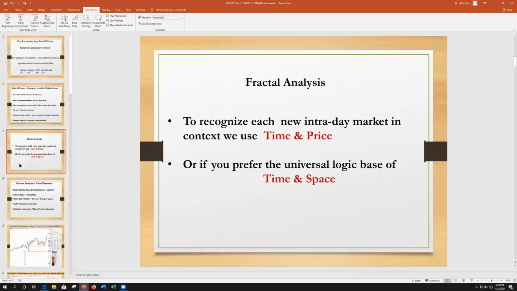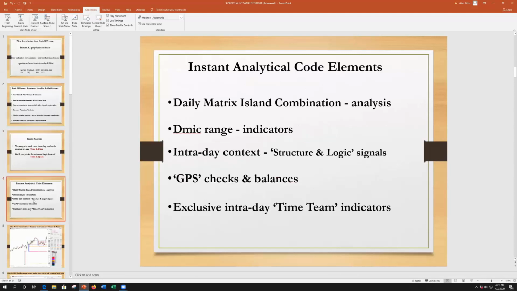A fractal is a geometric shape that can be broken into smaller parts. We were happy to find key Mandelbrot findings coalesce with the DMIC software. The main software elements are the relationships of each new daily matrix combination. By combining the order, time, and space of the daily matrix combination, time and price elements, or time zones of market movements, are indicated. Unique indicators called time teams check and balance intraday market movements.